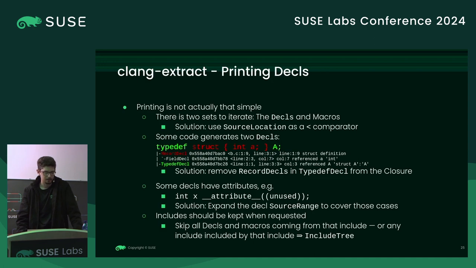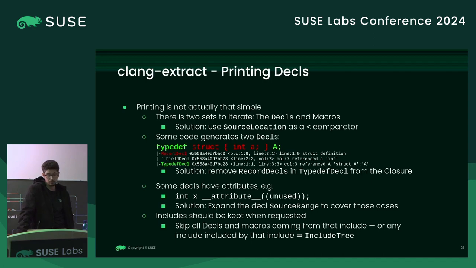There are also some clever things. If you do a typedef of a struct, then at the top level, Clang will break it into two declarations: the struct declaration and the typedef declaration. If you try to print this, it will print two structs, and it will break the one definition rule, so it will not compile. We detect this case by checking if one thing is inside the other, and if so, we remove the struct definition.